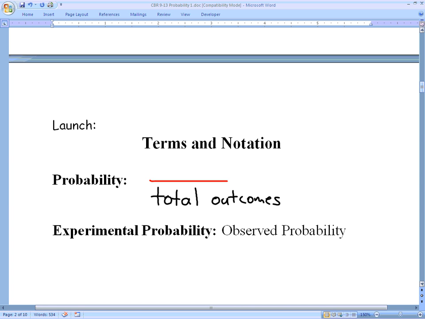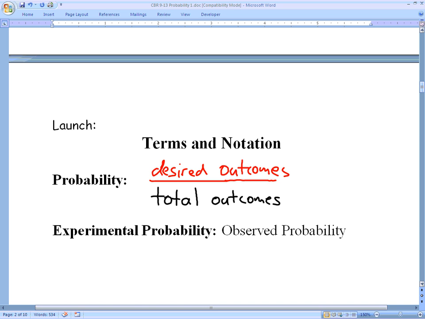And in the numerator, what we do is we write our desired outcomes, the things we want. So the things that we're looking for out of all possibilities. That is what probability is, things we want out of the total.